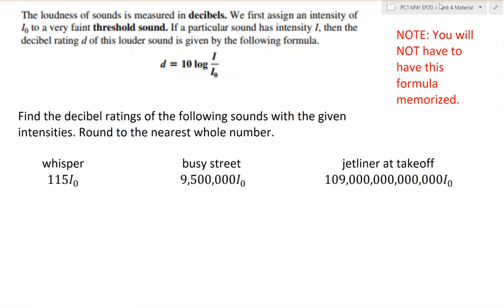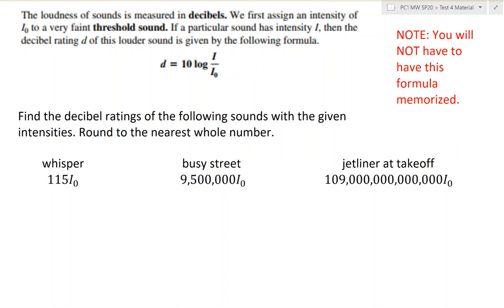Here we're supposed to find the decibel ratings of the following sounds with the given intensities. Loudness is measured in decibels. We first assign an intensity of I sub O to a very faint threshold sound. If a particular sound has intensity I, then the decibel rating D of this louder sound is given by this formula: decibels is 10 times the log of I over I sub O.